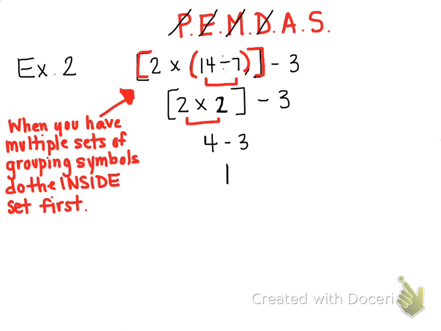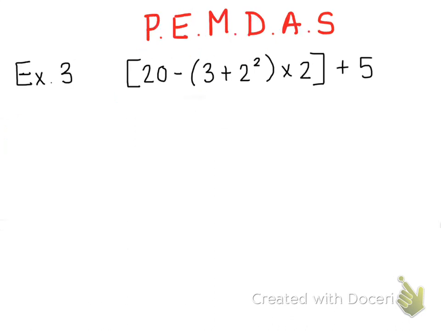Now we're going to move on to example 3. Now example 3 has it all. It's got brackets, it's got parentheses, it's got exponents. It's tough. So try it out, see how you do, and come back and check the answer.